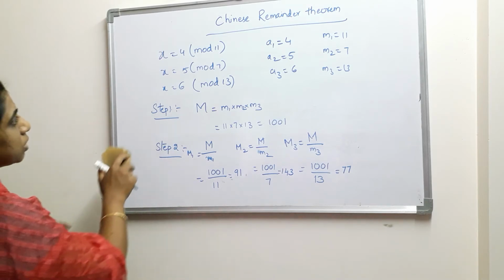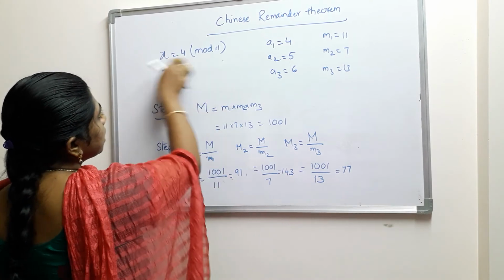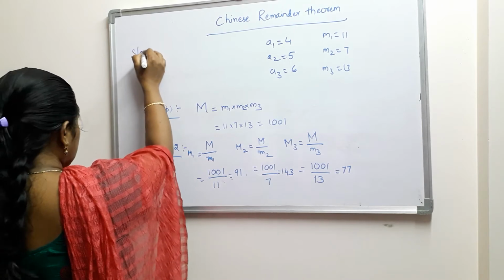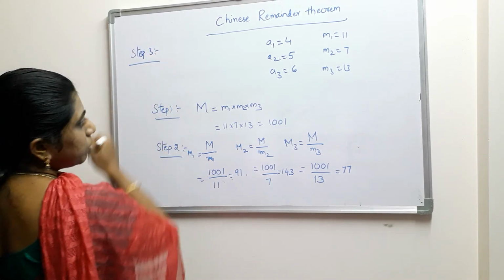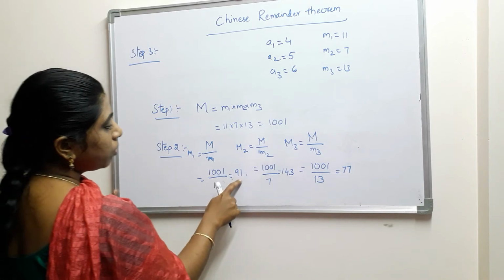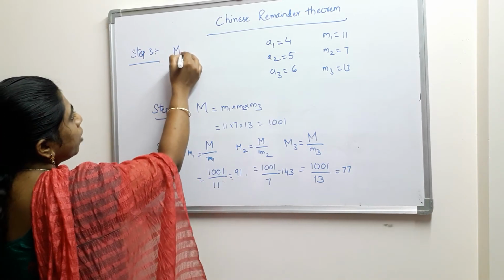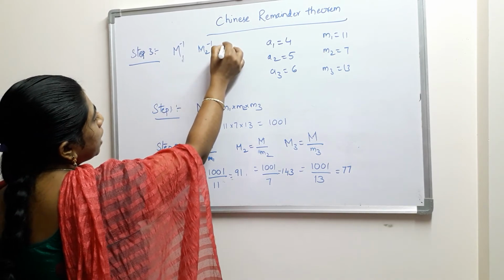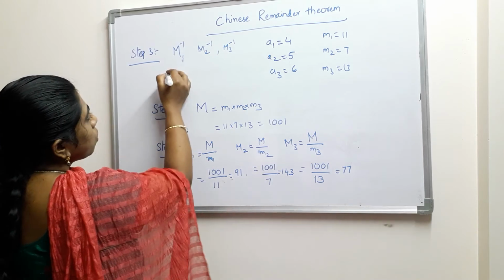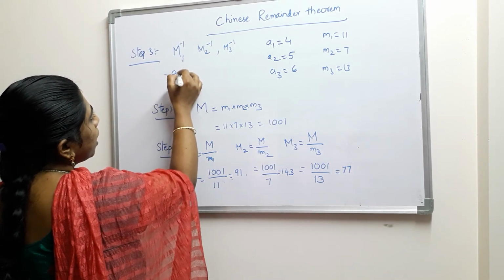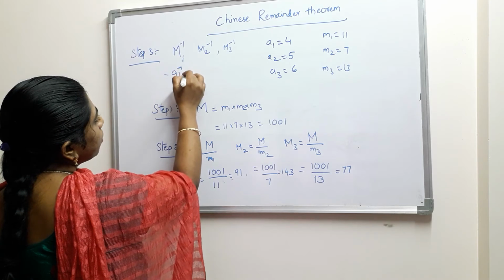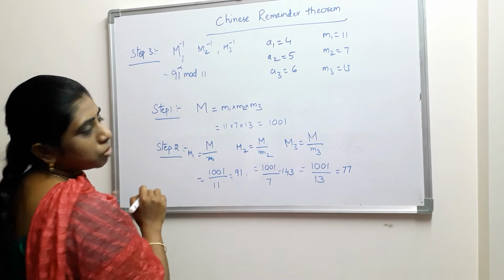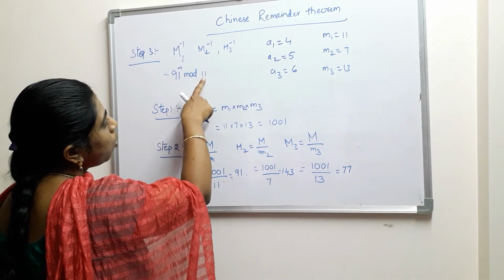So once step 2 is finished, then we'll go to step 3. In step 3, we need to find out the inverse of these values. So m1 inverse, m2 inverse and m3 inverse we need to find. So 91 inverse. 91 inverse mod, what is the value of m1? That is 11. So you need to find out 91 inverse mod 11.